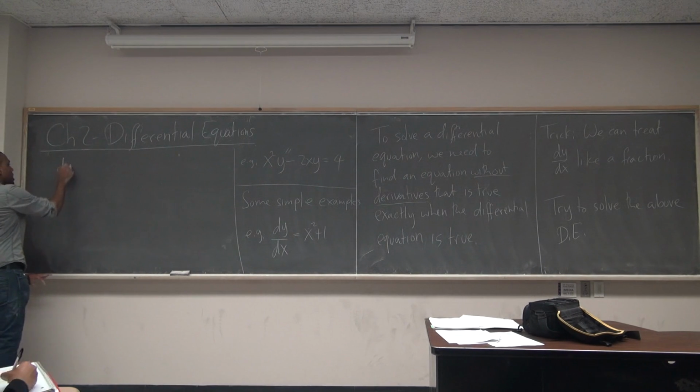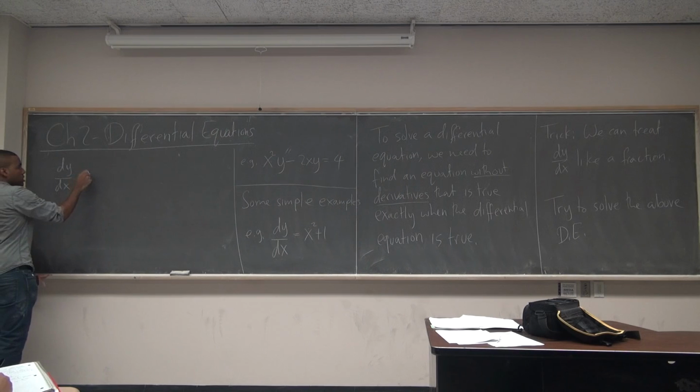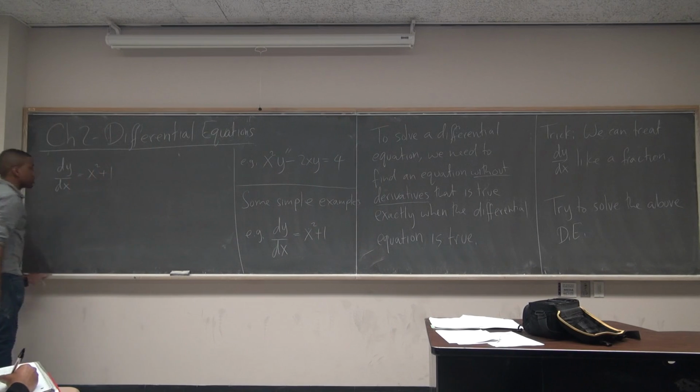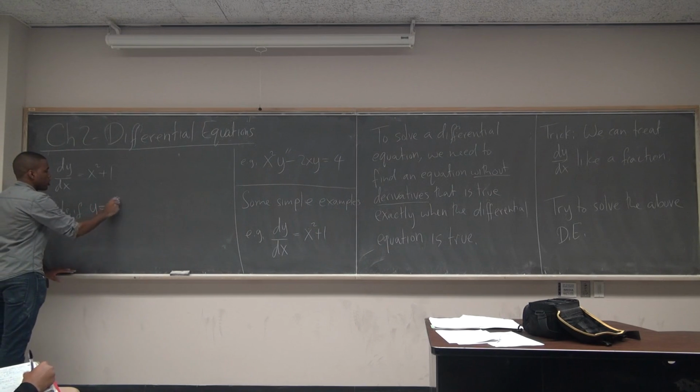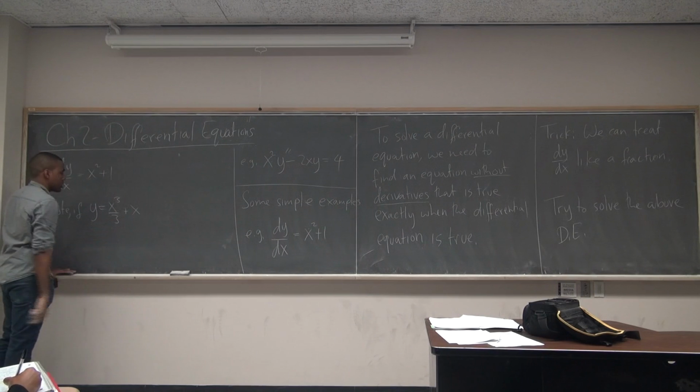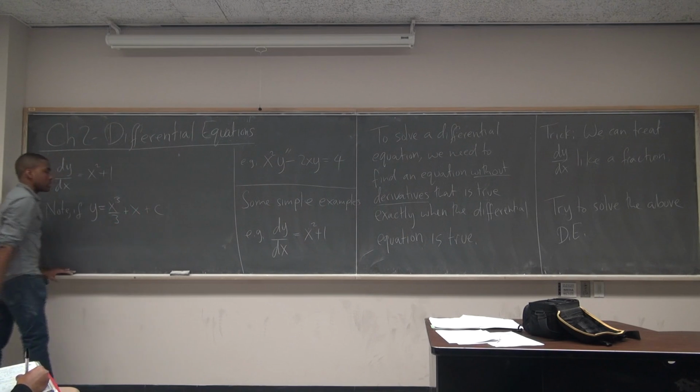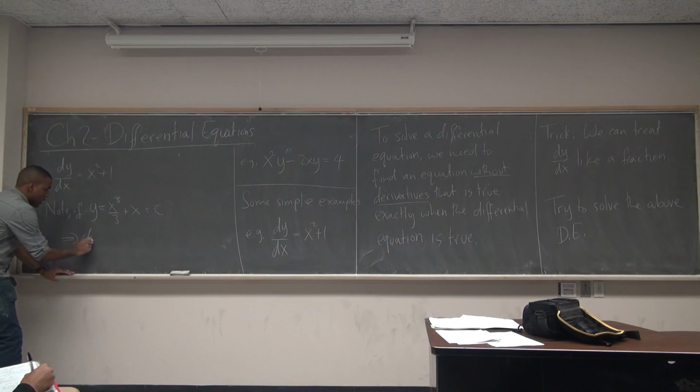So let's start with this. dy dx equals x squared plus 1. What equation must be true for the derivative to be x squared plus 1? You can sort of take the integral, right? Note, if my y was equal to x cubed over 3 plus x plus some constant, then what would dy dx be?